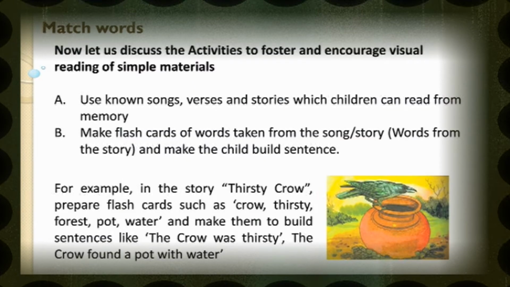Now, let us discuss the activities to foster and encourage visual reading of simple materials. Use known songs, verses and stories which children can read from memory. Make flashcards of words taken from the song or story and make the child build sentences. For example, in the story Thirsty Crow, prepare flashcards such as crow, thirsty, forest, pot, water and make them build sentences like the crow was thirsty, the crow found a pot with water.